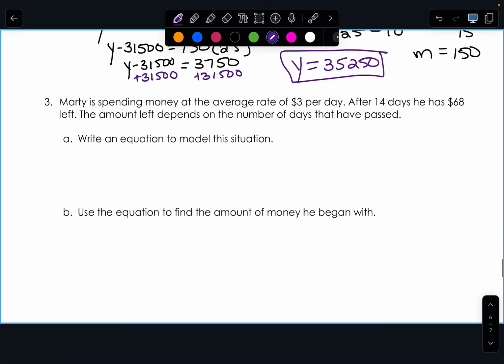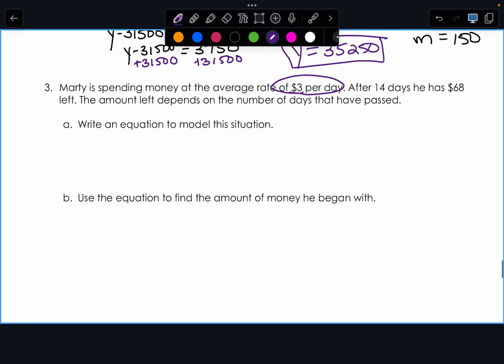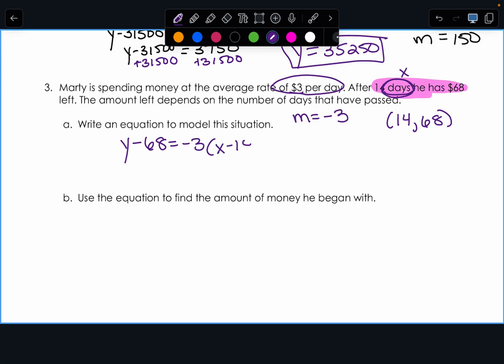All right, one more. Marty is spending money at the average rate of $3 per day. So our slope here is -3. He's spending the money, so he's losing $3 a day. After 14 days, he has $68. There's my point, 14, 68. Days, we talked about before, is always your x value, always your independent variable. It goes first. So now when I write it, y minus 68 equals -3 times x minus 14. That's your equation of the line.